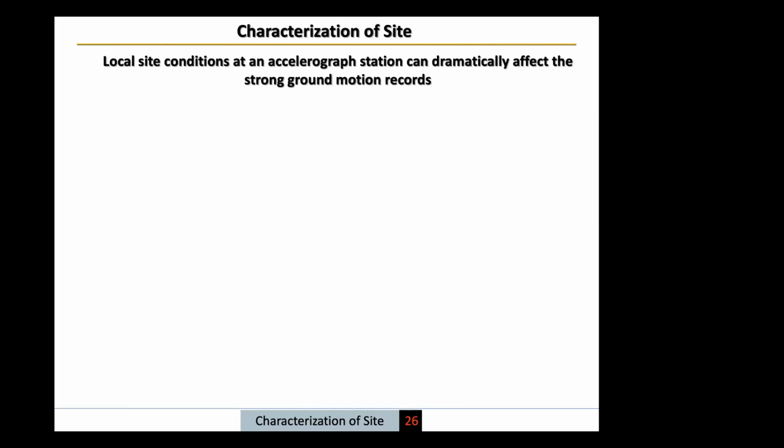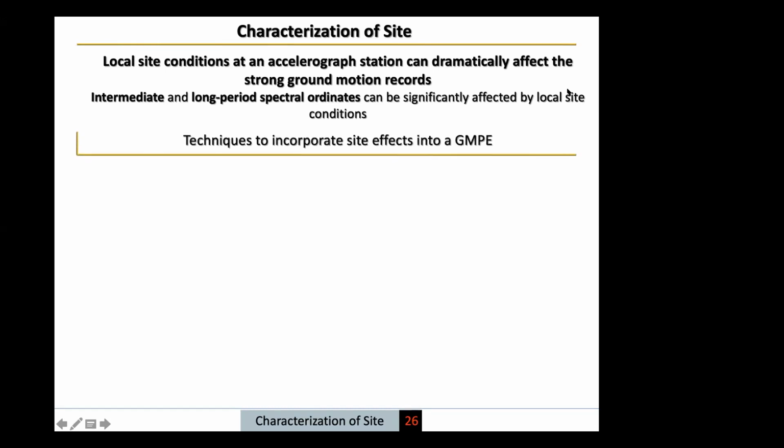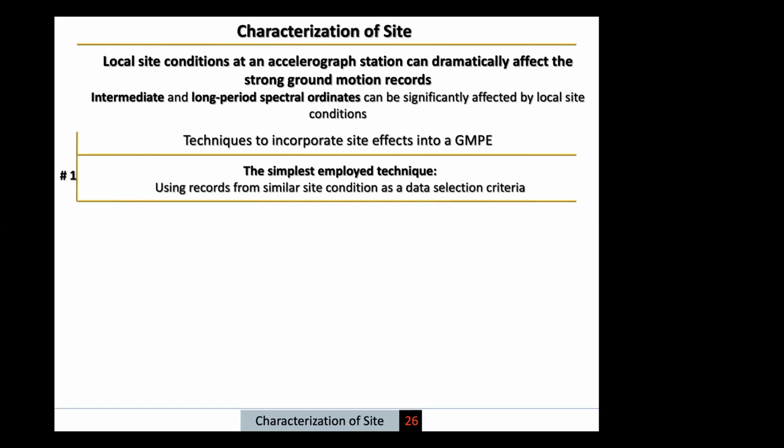So local site conditions at accelerometer stations can dramatically affect the strong motion records, and intermediate and long period spectral ordinates can be significantly affected by local site conditions. Different techniques have been used by different studies to incorporate site effects into a GMPE. So one of them, the simplest one, is to use records from similar site condition as a data selection criteria.